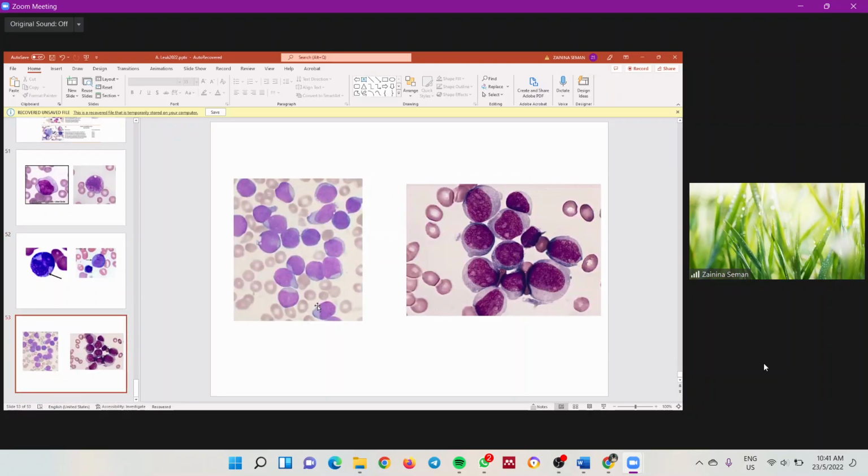Will you be able to say what kind of blast this is? What is this and what is this? This is lymphoblast. This is myeloblast. So in general, lymphoblast is smaller than myeloblast, and the nucleoli are not so prominent as compared to the myeloblast. Myeloblast is a larger blast with ample cytoplasm, as compared to the lymphoblast, which has a very thin rim of cytoplasm, and very prominent nucleoli in the myeloblast.